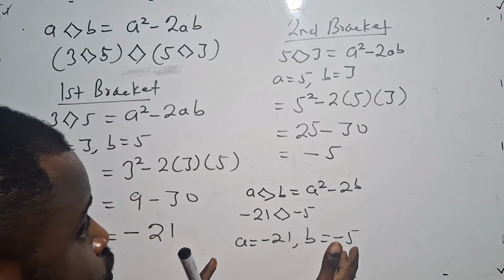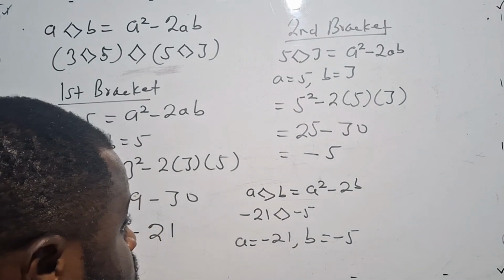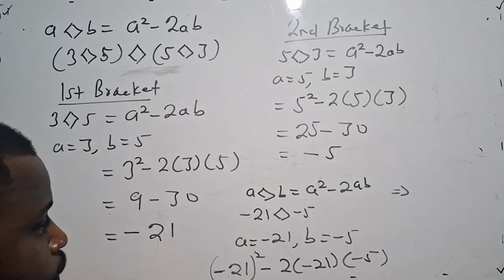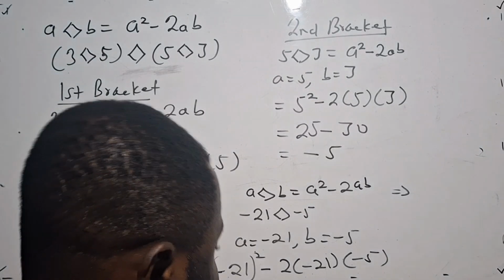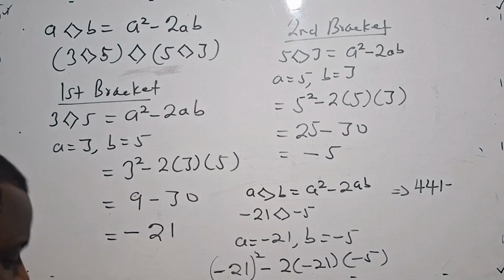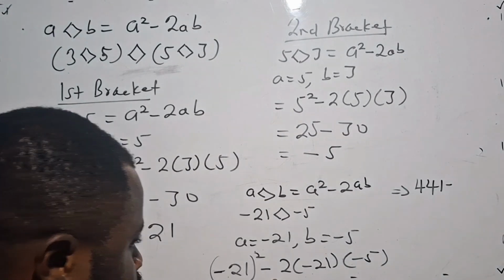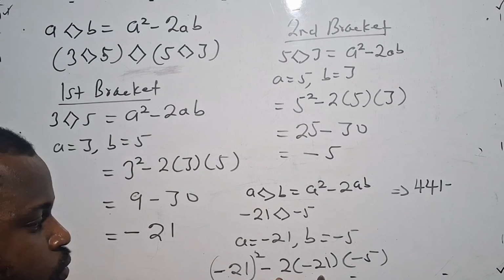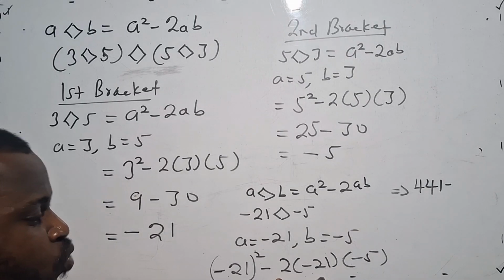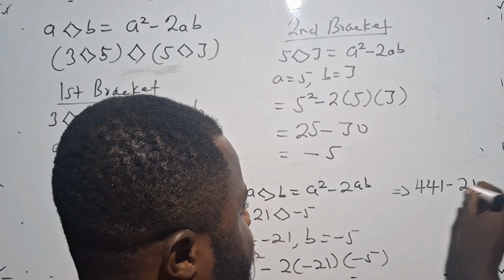So now I've gotten here negative 21 squared. Negative 21 squared will give us 441. Then negative 2 times negative 21 is positive 42. Then positive 42 times 5 is 210.